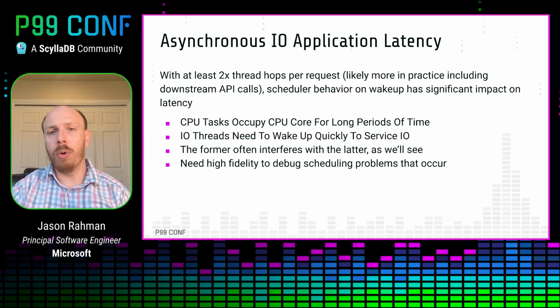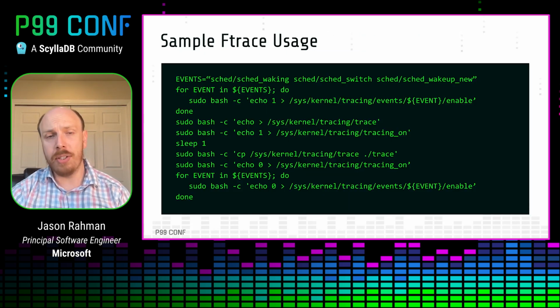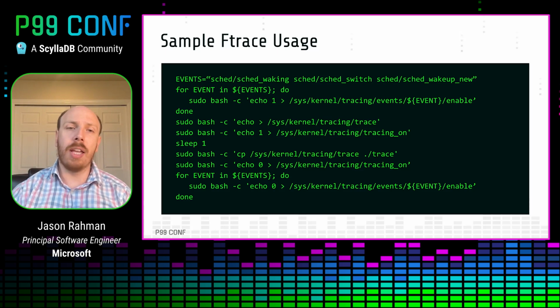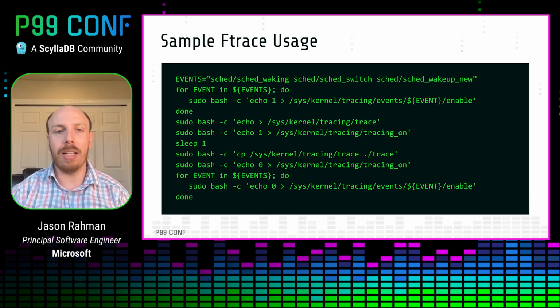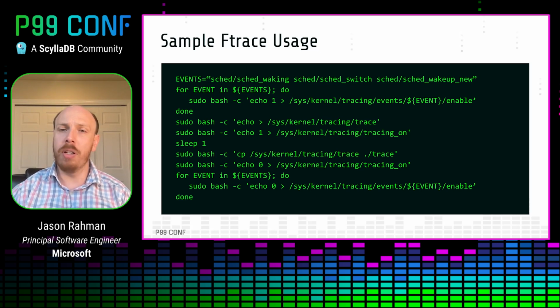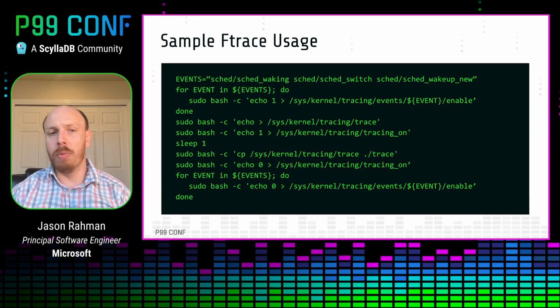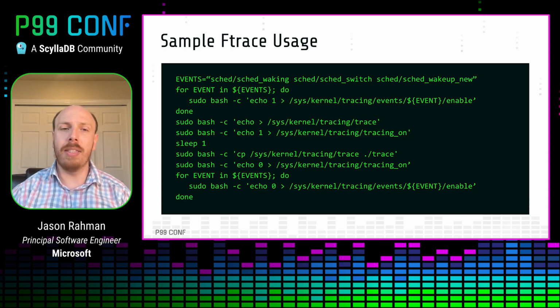So this is a very quick sample of how to use Ftrace to collect critical scheduling events, right? We have 3 different scheduling events that we would like to collect: schedule waking, schedule switch, and schedule wakeup new. Just as we mentioned before, it's pretty easy to set up these events. We just write this special event enable file. And once we do that, the kernel will then begin to trace those events into the ring buffers that each CPU keeps.